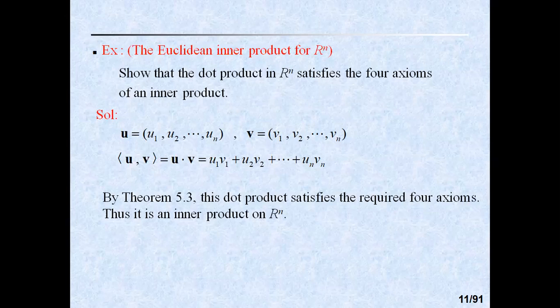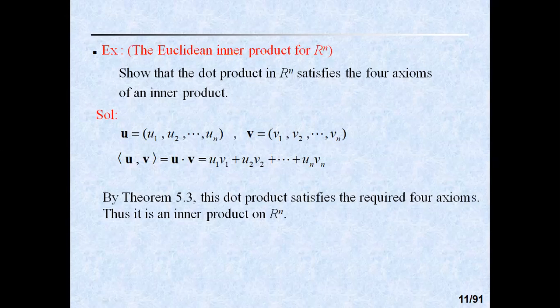We already know the four axioms. One: inner product of u comma v is equal to inner product of v comma u. Two: the inner product of u comma v plus w is equal to inner product of u comma v plus inner product of u comma w. Three: c times inner product of u comma v is equal to inner product of cu comma v. Four: inner product of v comma v is greater than or equal to 0, and inner product of v comma v is equal to 0 if and only if v is 0. If all four axioms are satisfied by the dot product, then we say that the dot product is an inner product.